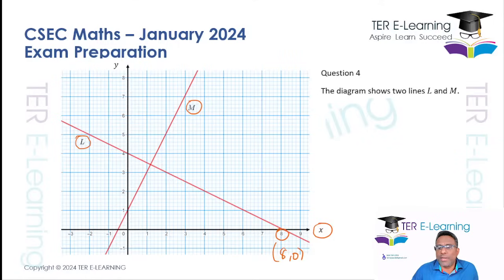Right, so let's see what's happening here. A lot of people seem to have a little confusion here. If you want to get the y-intercept of the line M, the line M is cutting at this point here. So that coordinate is going to be (0, 1). That's the coordinate here. (0, 1) is going to be the answer.